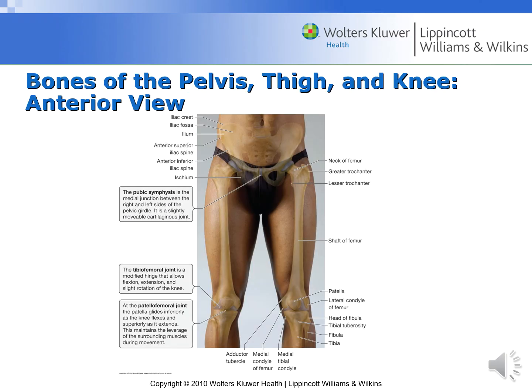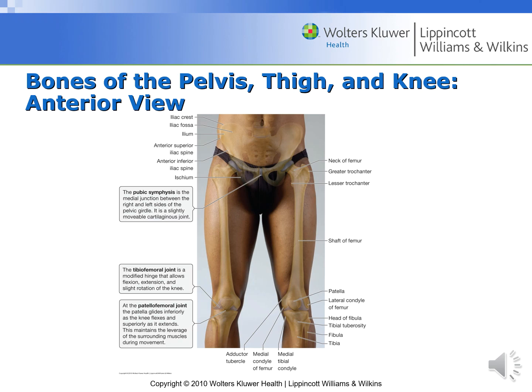We are now going to look at the bones of the pelvis, thigh, and knee, beginning from the anterior view. Beginning from the left side most superiorly, we can see the iliac crest. We can also see the iliac fossa and the ilium, which is the bone, the anterior superior iliac spine, the anterior inferior iliac spine. We see the ischium. The pubic symphysis is the medial junction between the right and left sides of the pelvic girdle. It is a slightly movable cartilaginous joint.